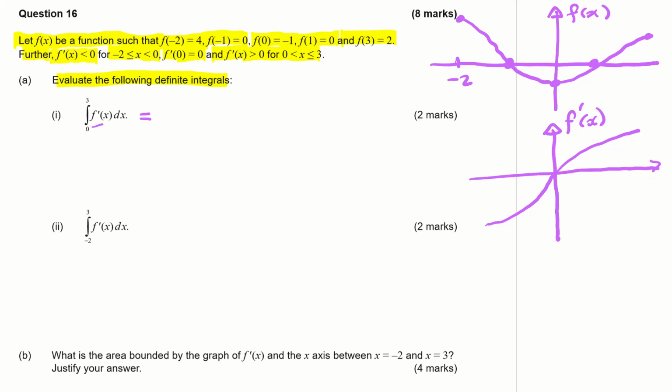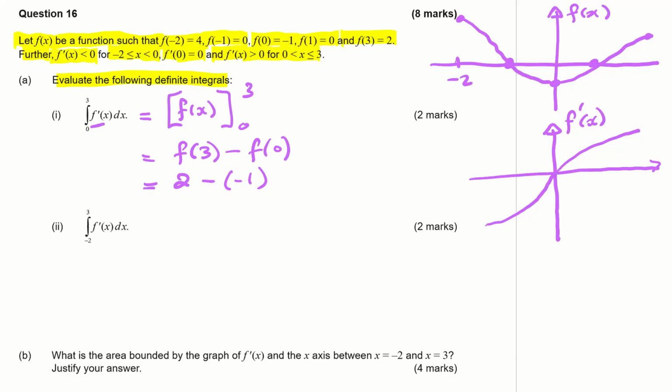So this one here, note that we're integrating f'. So that is going to be f(x) from 0 to 3, which is f(3) take away f(0). And from the information we were given, f(3) is 2, f(0) is -1, so that becomes 2 plus 1, which is equal to 3.